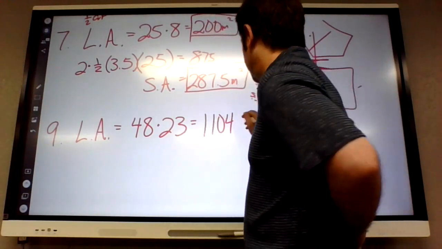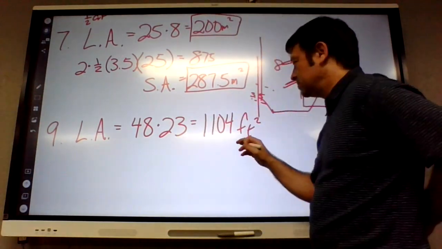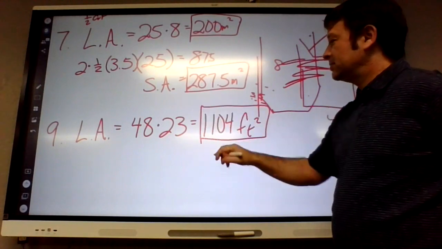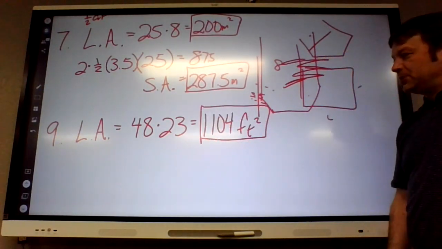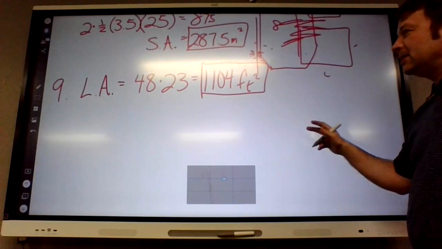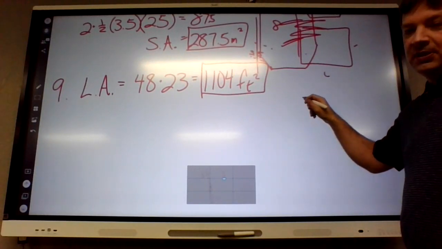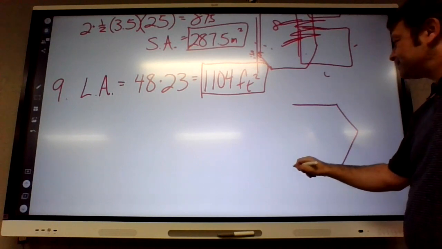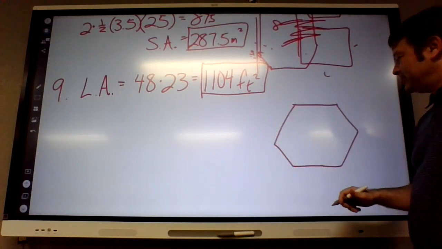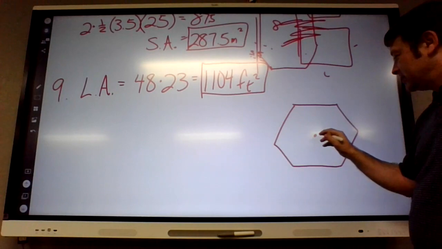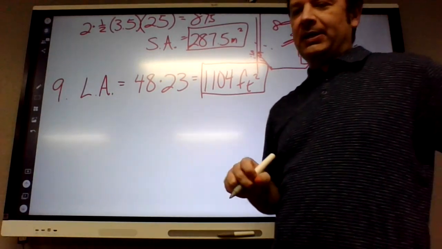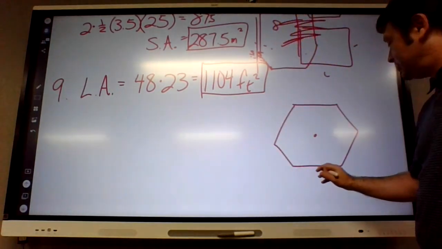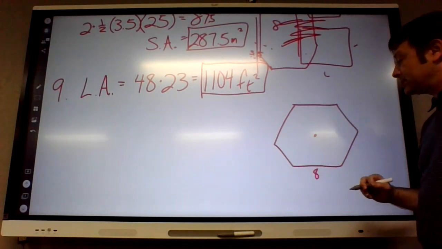1,104 feet. If that was all we had to do, not too hard, right? This next part, number 9, is actually the hardest because they don't tell us the apothem. So they're kind of mean to us on number 9. We're going to have to go back in our brains a couple. They do tell us the sides are 8.